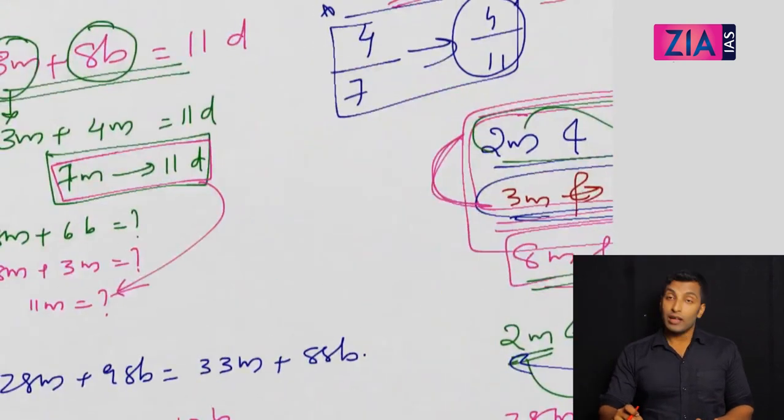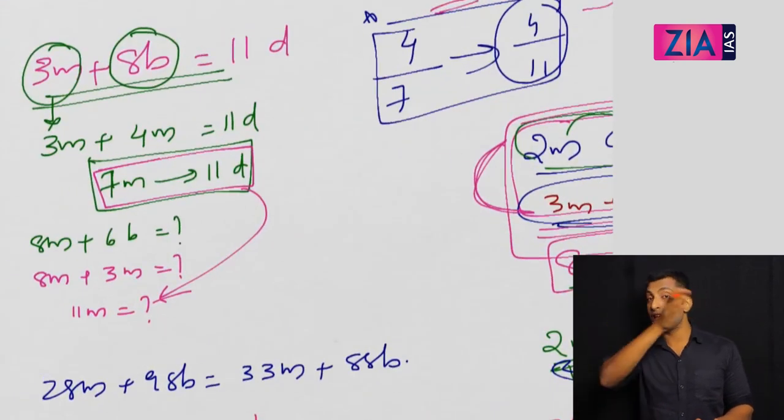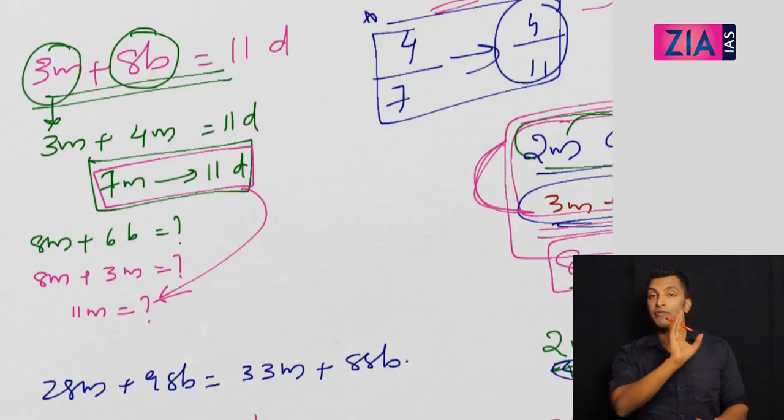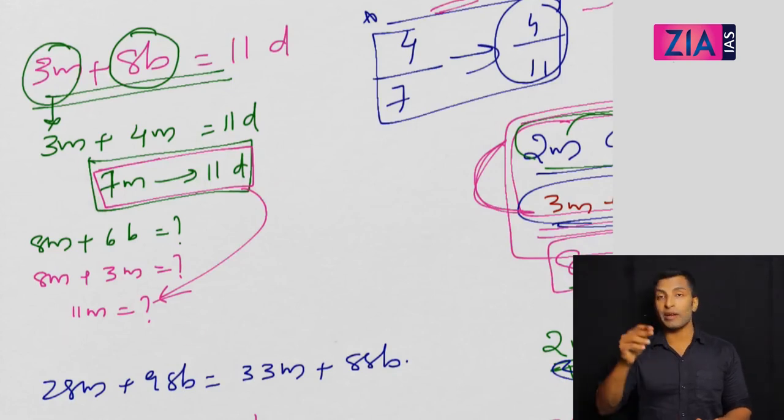Then you can reduce it to the previous question that we have solved, where efficiencies are equal and there is only one group. Here you can see 7 men in 11 days, 11 men in how many days? The question was reduced to a very simple question.